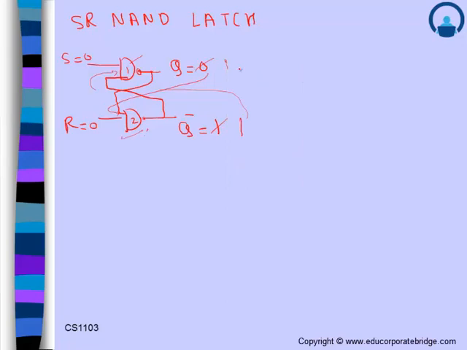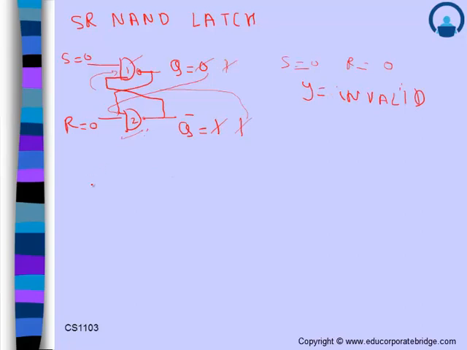So as we can see, when S equal to 0, R equal to 0, Q is equal to 1 and Q bar is equal to 1. But it is logically not possible for Q to be equal to its complement. That is, Q cannot be equal to Q bar logically. So in this case, when S equal to 0 and R equal to 0, we consider Y as an invalid state.